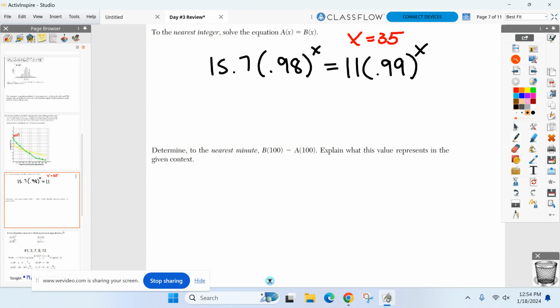And then how about this last part? To the nearest minute, what's b of 100 minus a of 100? Where can I get those values? Graph, or go back to your table, right? Go back to your table. B of 100 and a of 100.